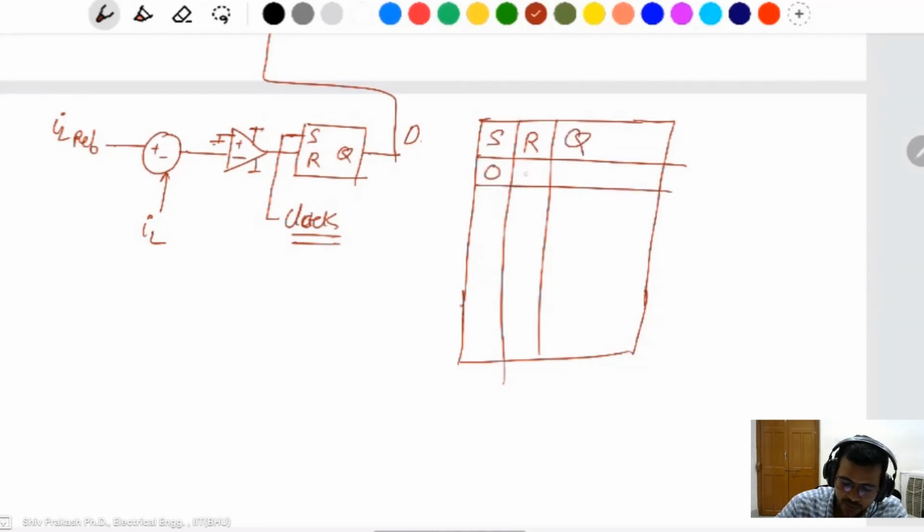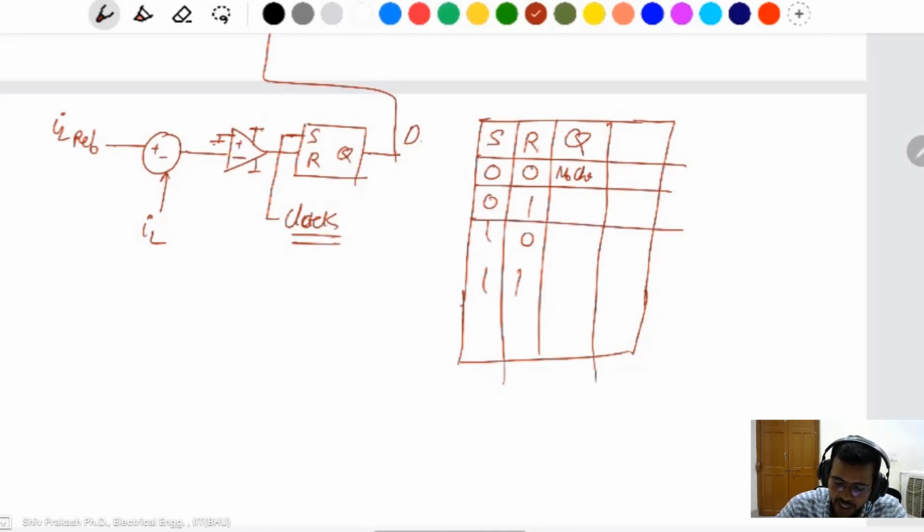These are two switches, S and R. It means there are four states: 0 0, 0 1, 1 0, 1 1. With 0 0, Q has no change; the same value means the previous value. If R is high, it means reset, Q is 0. If S is high, then Q is 1, which is a set. And no change means the previous value is output.